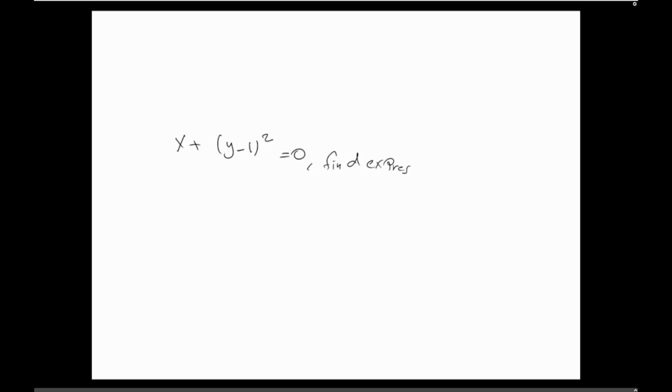In this question, we're given a parabola which is x plus y minus 1 over 2 is equivalent to 0. This is our parabola. It says find an expression for the bottom half. And the way we're gonna do that, first we're gonna solve our equation for y. So let's do that.